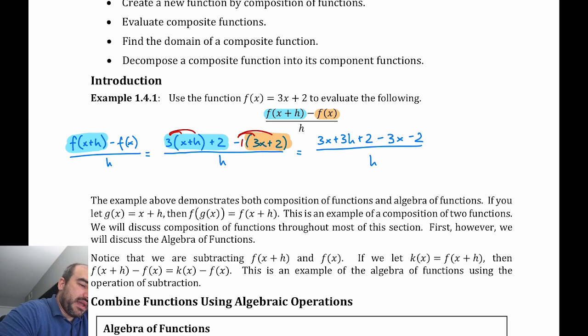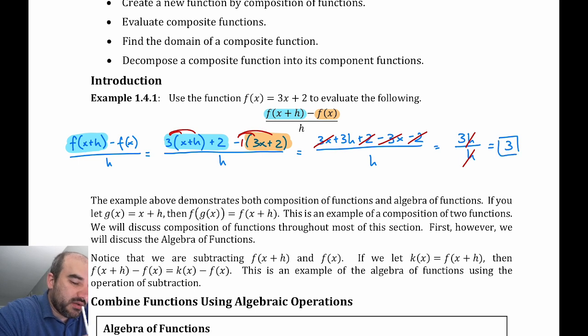Do we see things that cancel? Yes, we have a positive 3x and a negative 3x that are going to eliminate each other, and a positive 2 and a negative 2 that will eliminate each other as well. So we end up with just a 3h on top and an h in the denominator. And then finally, h divided by h goes away because h divided by h is equal to 1. So we end up with the number 3 here when we simplify, or 3 over 1, which is equal to 3.